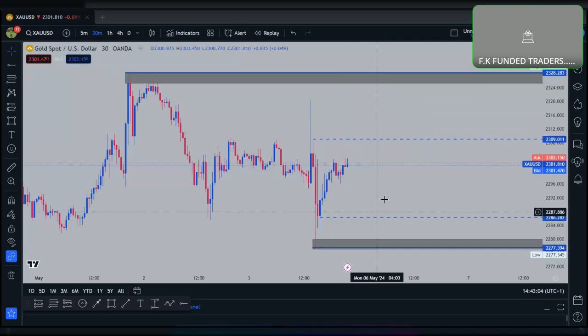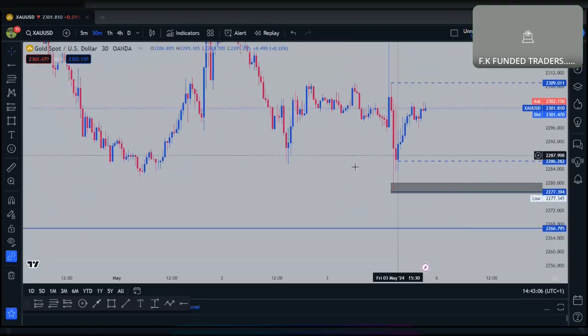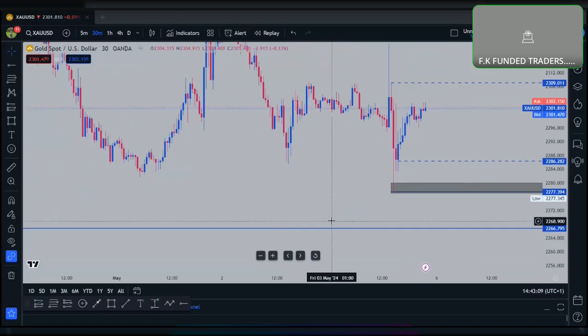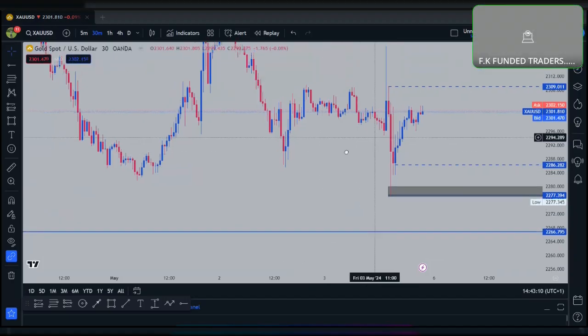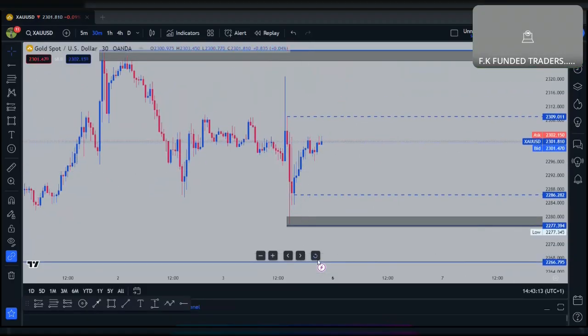So remember, this is just a short-term setup, but we have this strong line downwards. This is where you shall expect the market to give us some strong buys. I don't know whether I've made myself clear.